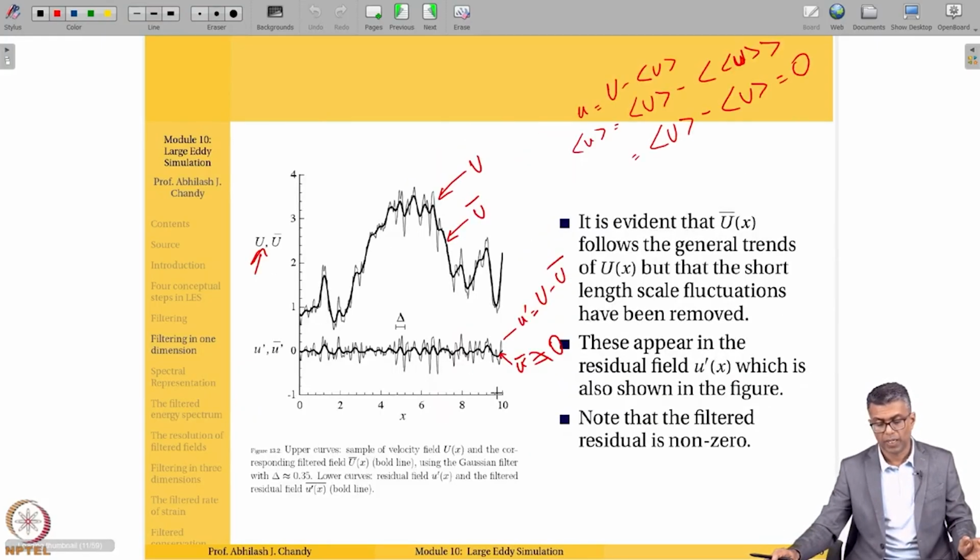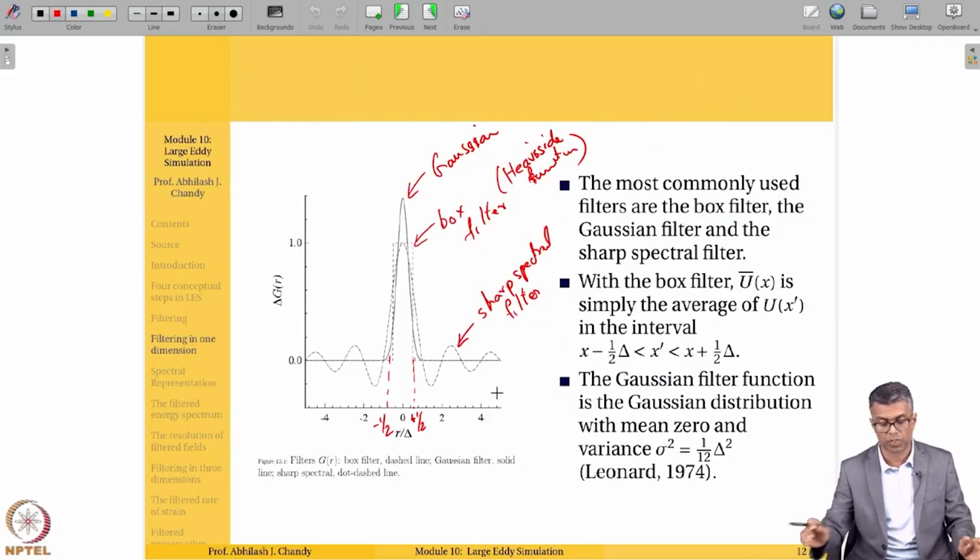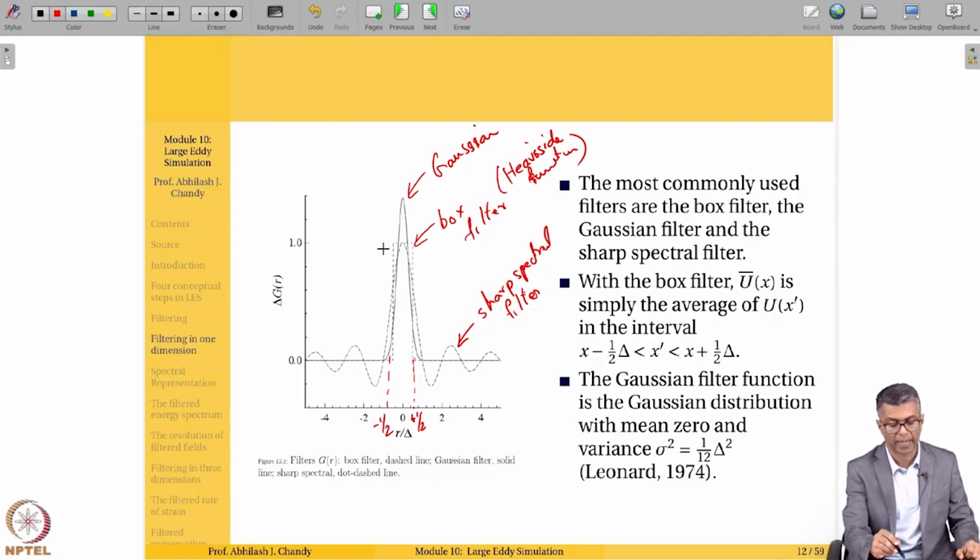Now these were the filter functions in physical space. As you can see, the dashed line here is the box filter, like a step function. That is the Heaviside function in physical space. The box filter is a Heaviside function in physical space. The Gaussian filter is like a regular exponential function, which is the solid line here. And the sharp spectral filter is like a sinusoidal function, which is the dash-dot line here.